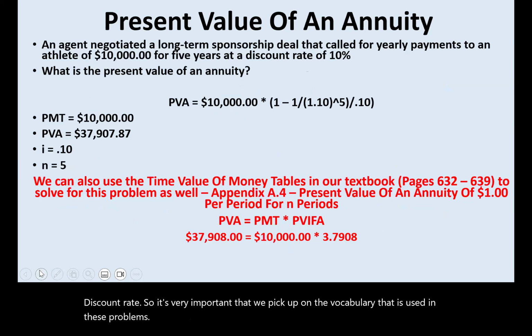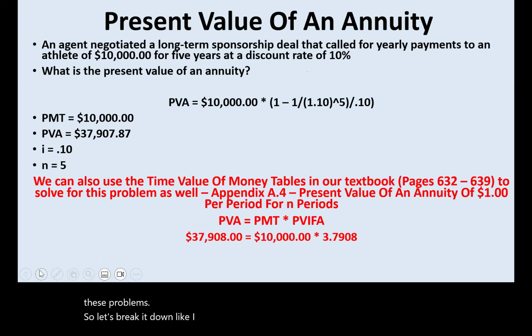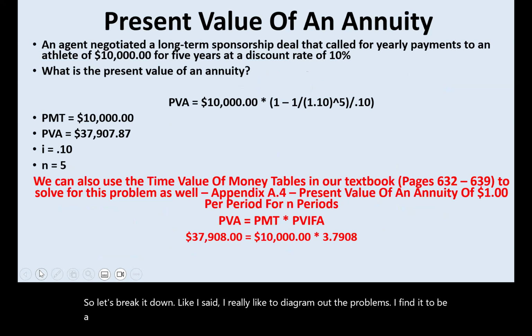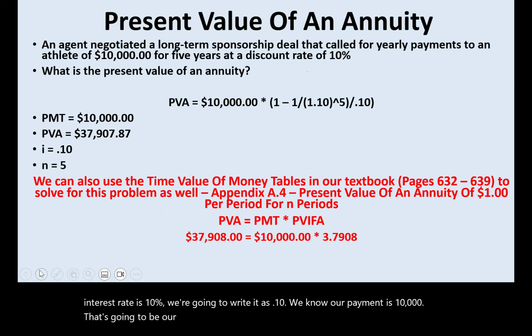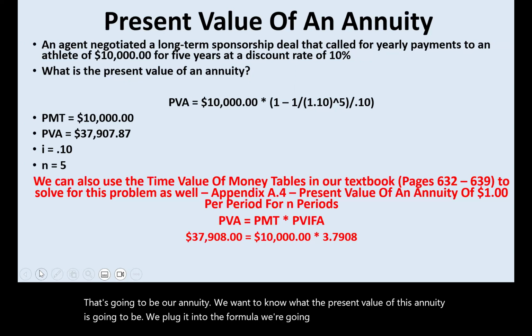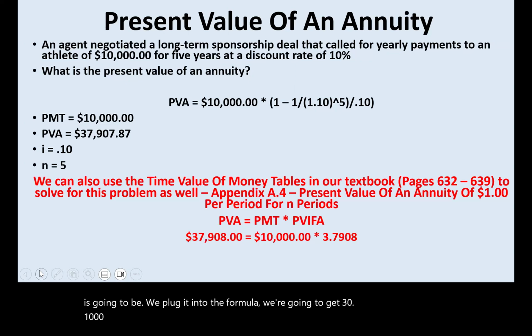So let's break it down. Like I said, I really like to diagram out the problems. I find it to be a lot easier to see everything. So we know our number of periods is 5. We know our interest rate is 10%, and we're going to write it as 0.10. We know our payment is 10,000. That's going to be our annuity. We want to know what the present value of this annuity is going to be. We plug it into the formula, and we're going to get 37,907.87.